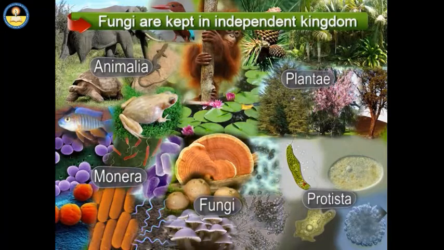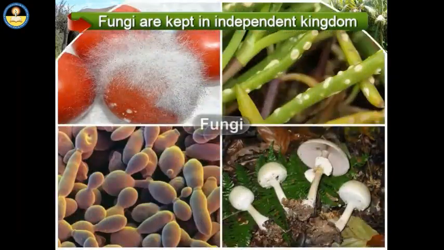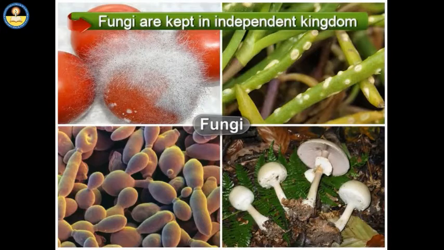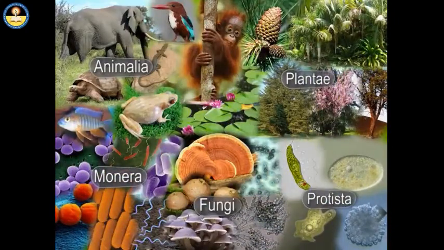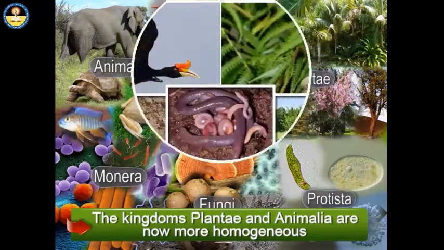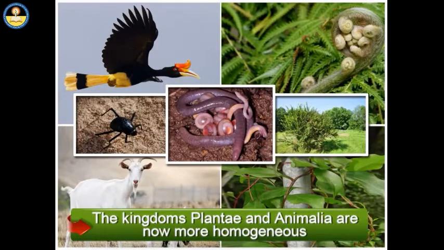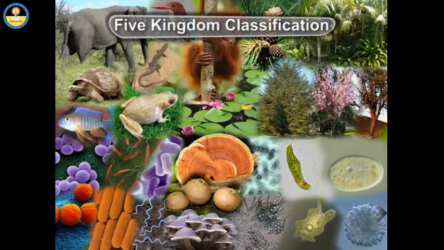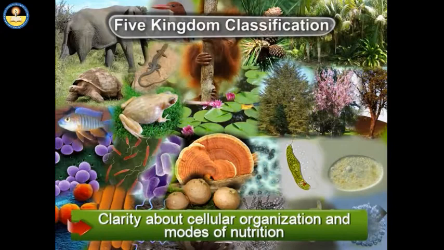Elevation of the group fungi to the status of a kingdom is done in 5 kingdom classification, since fungi totally differ from other primitive eukaryotes like algae and protozoans. The kingdoms Plantae and Animalia are now more homogeneous groups, as it also shows evolutionary relationships among organisms of these kingdoms. The 5 kingdom classification gives a clear indication of the characters which appeared very early in the evolution of life, like cellular organization and modes of nutrition.